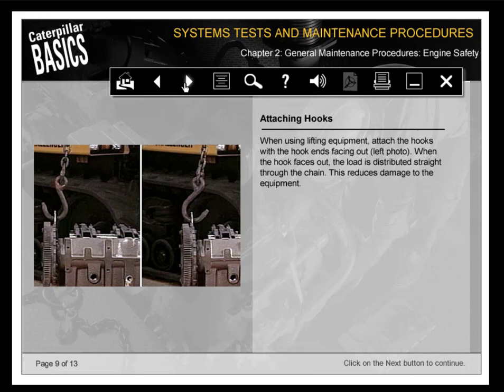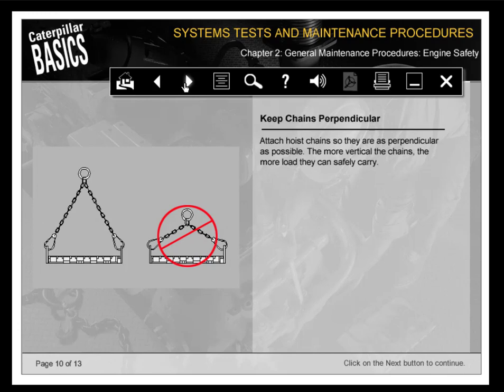When using lifting equipment, attach the hooks with the hook ends facing out. When the hook faces out, the load is distributed straight through the chain. This reduces damage to the equipment. Attach hoist chains so they are as perpendicular as possible. The more vertical the chains, the more load they can carry safely.